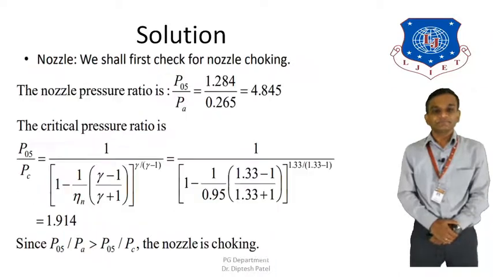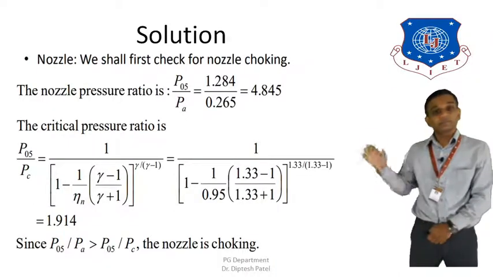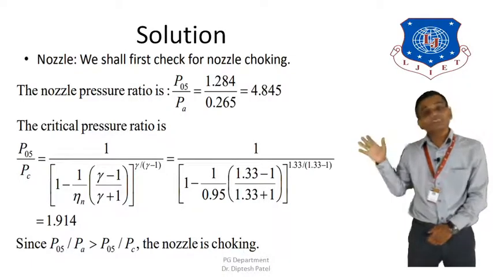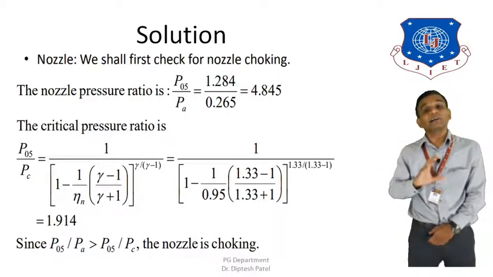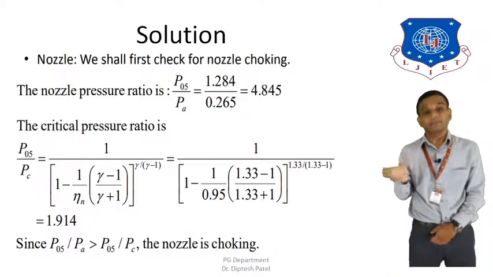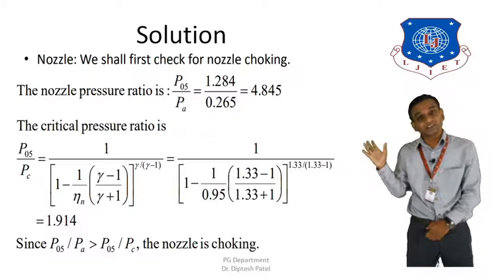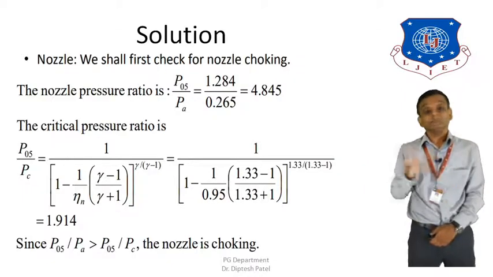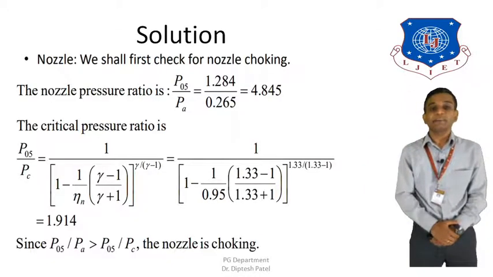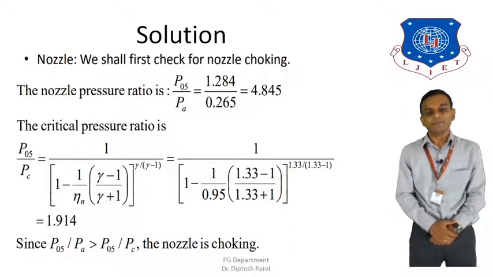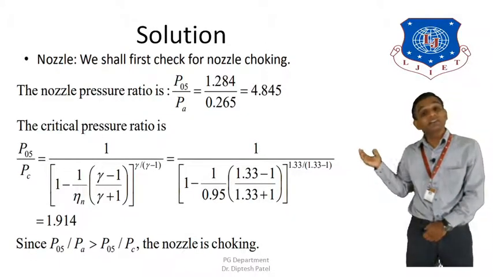Then after, nozzle. The last section is a nozzle. So here, before we do the calculation of nozzle, we need to check whether the nozzle is choking or not. So for that, I'm going to find out the couple of pressure ratios. First thing is the nozzle pressure ratio, PO5 divided by PA. We got both of them, 1.284 divided by 0.265, and on the basis of that the pressure ratio would be 4.845.